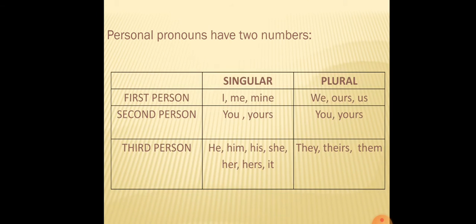Personal pronouns have two numbers, singular and plural. Now we can follow the table that is being shown here. First person, for singular, we use I, me, mine. If the first person is plural, we use we, ours, us. Second person, you, yours. Plural, you, yours. Third person, singular, he, him, his, she, her, hers, it. Third person, plural, they, theirs, them.